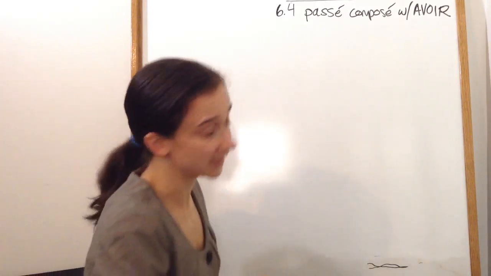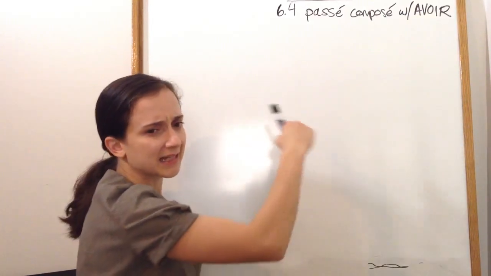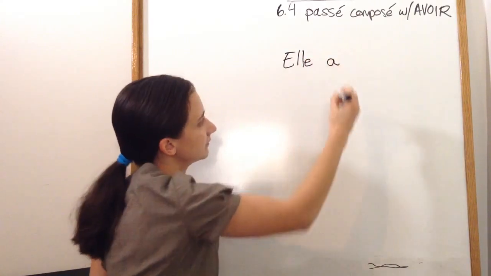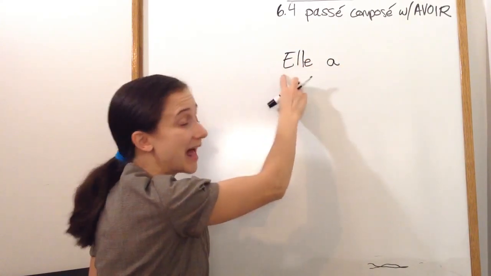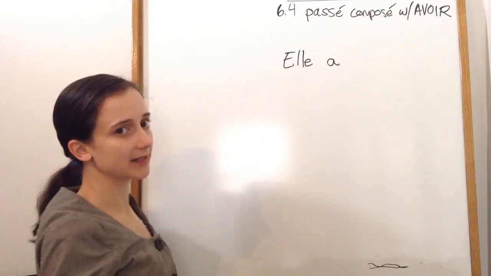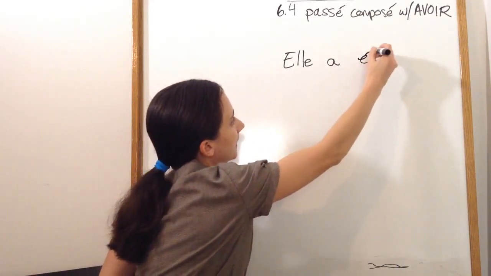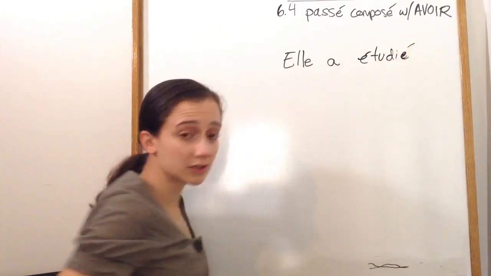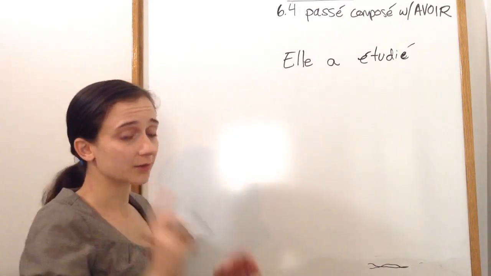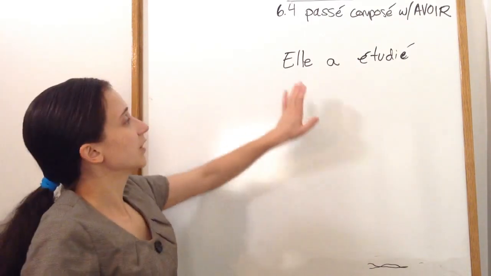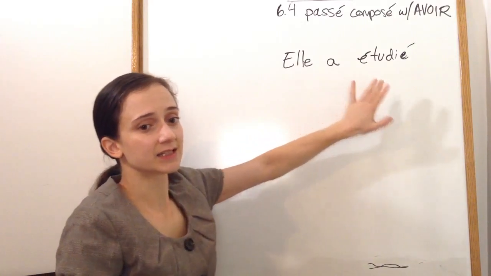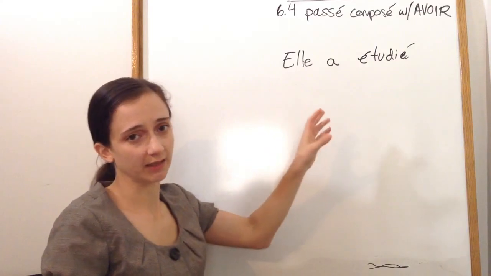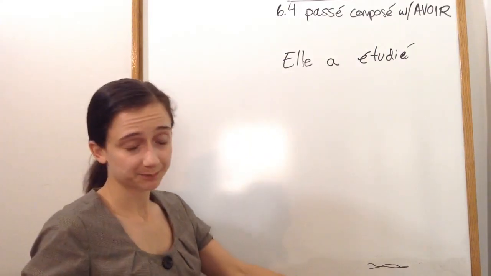So let's look at a phrase in the past tense, which is, let's see, we have elle a. Looks like she has, doesn't it? Elle a, she has. That's because that's exactly what it is. She has. Elle a étudié. And this looks like the verb to study. So let's look at this. This can be translated, she has studied, or she studied, or she did study. Just keep it simple, just say she studied.